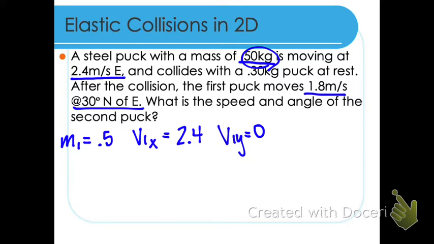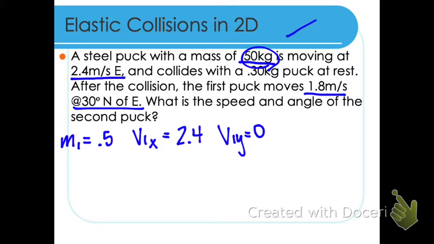Let's move on to what's happening to that puck after the collision. It says it moves 1.8 meters per second at 30 degrees north of east. So what do we do whenever we've got something at an angle? What do we need to do if we ever have something at an angle? Yeah, we make our triangle, we break it down into its x component and its y component.